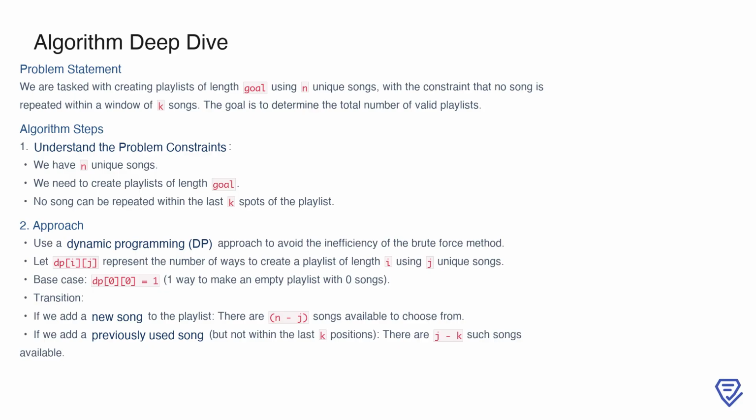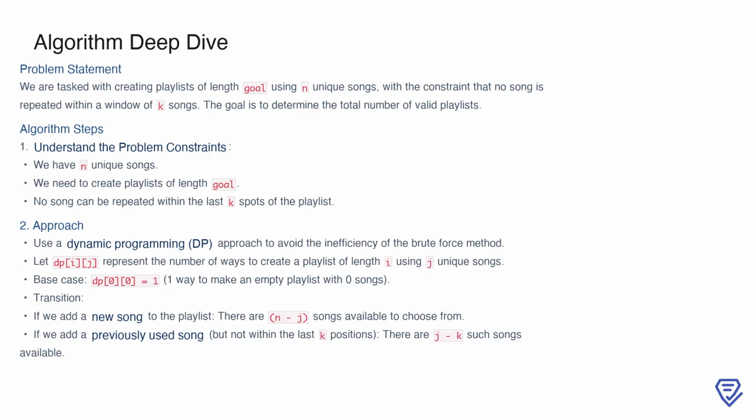The key idea is to define dp[i][j] as the number of ways to create a playlist of length i using exactly j unique songs. The base case is straightforward: there is exactly one way to create an empty playlist with no songs, so dp[0][0] = 1. From there, we build up the solution using transitions.